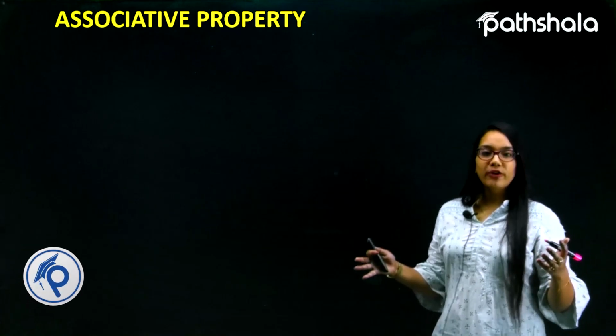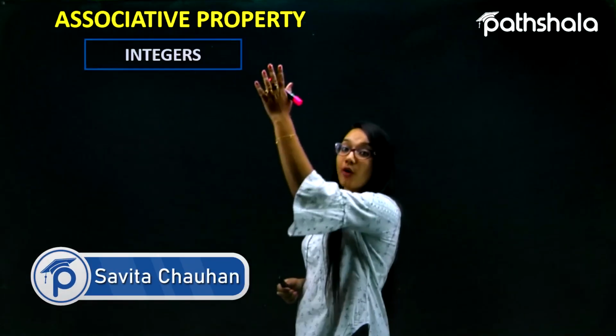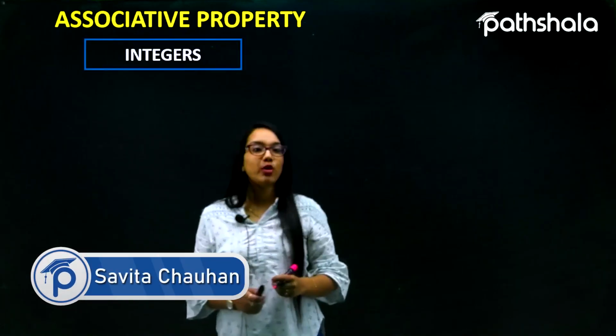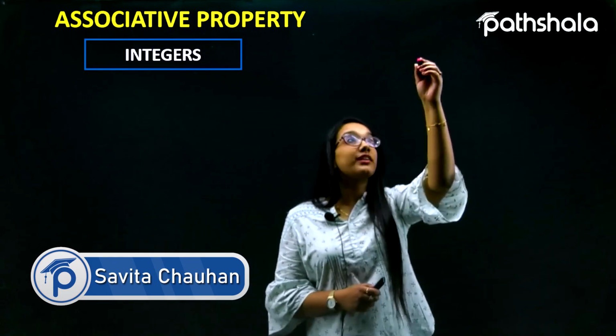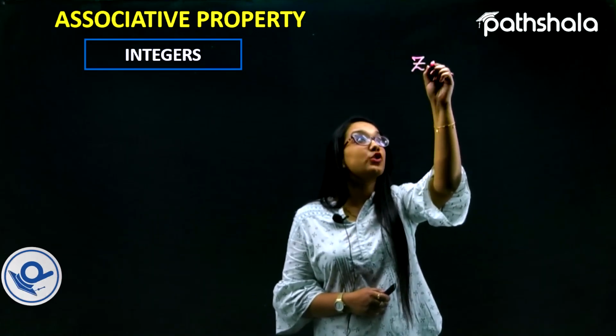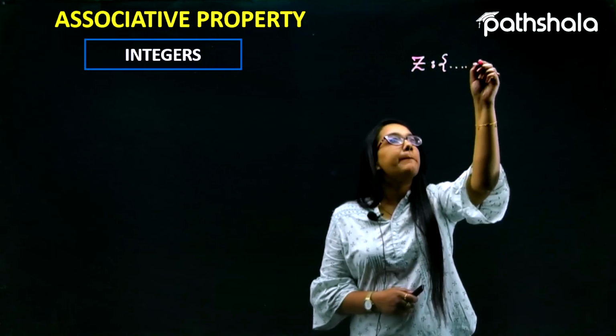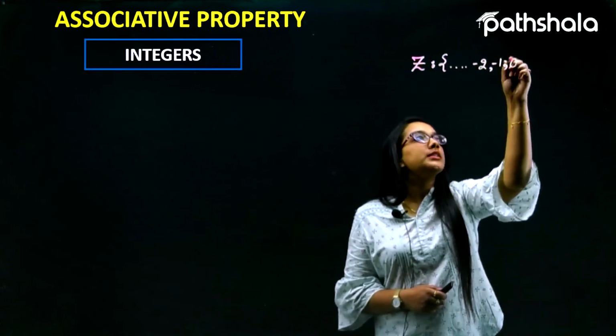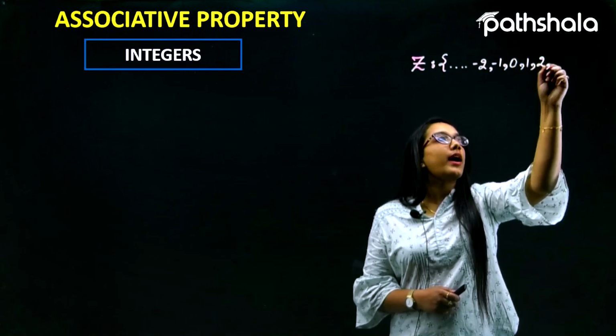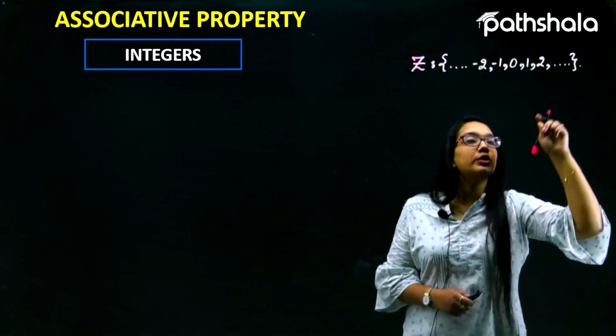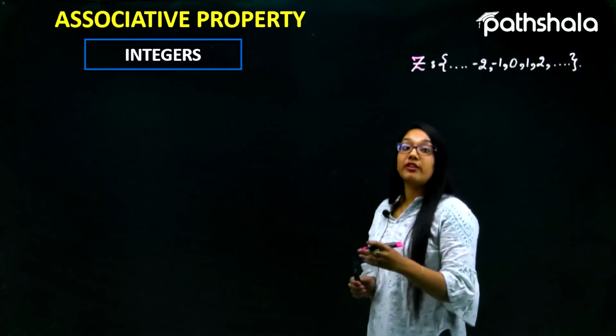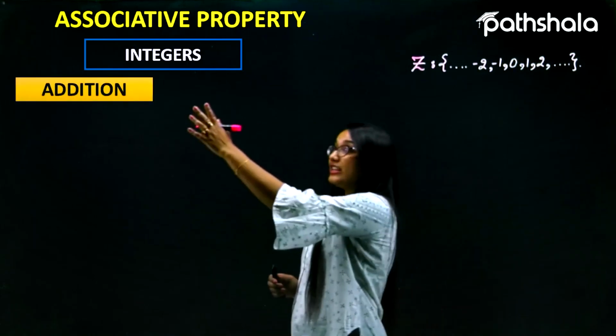So let's just move on further towards the associative property on the integers. First of all, we'll talk about the integers, which are represented as capital Z, which involves the elements ..., -2, -1, 0, 1, 2, and so on. First, we'll talk about the associative property for the integers under addition.